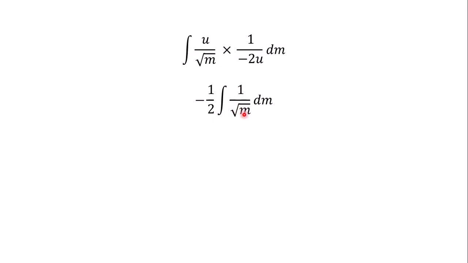One over square root of m. Here to integrate, we are going to apply the negative index law of indices. That is, 1 over a can be written as a raised to the power minus 1. And this square root of m can also be written as m raised to the power half. So when we apply the negative law of indices, we are going to get m raised to the power minus half. So we are going to get minus 1 over 2 integral m raised to the power minus half dm.